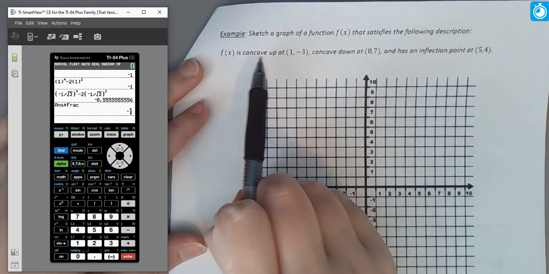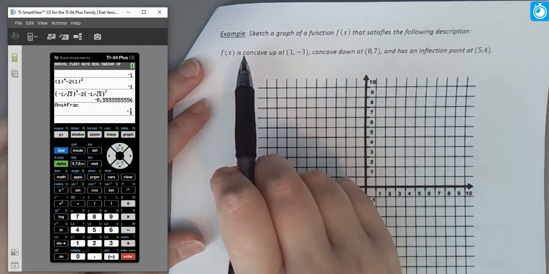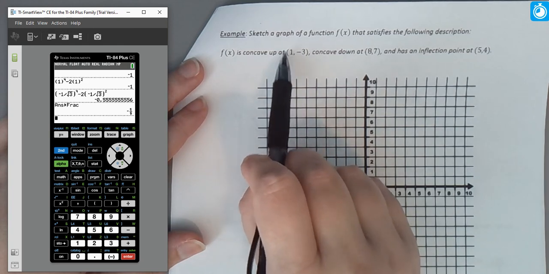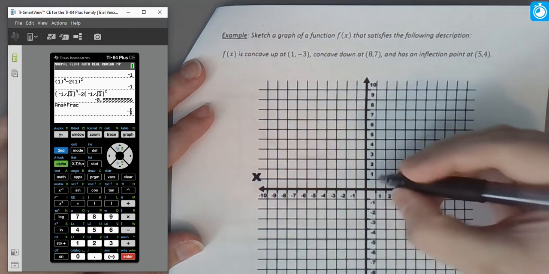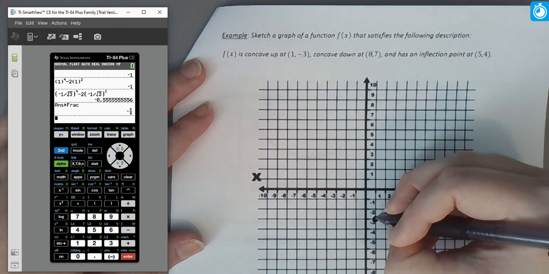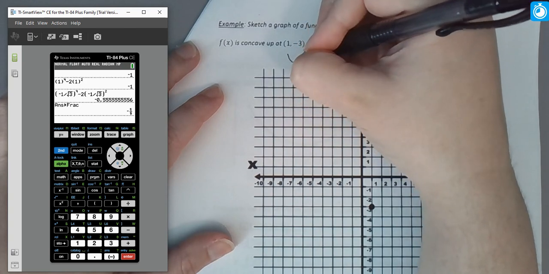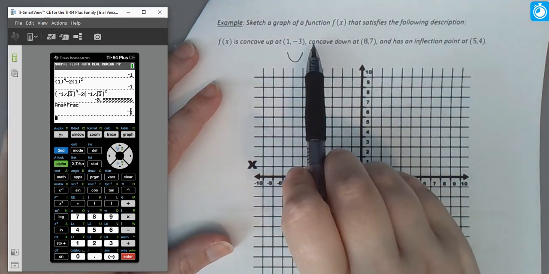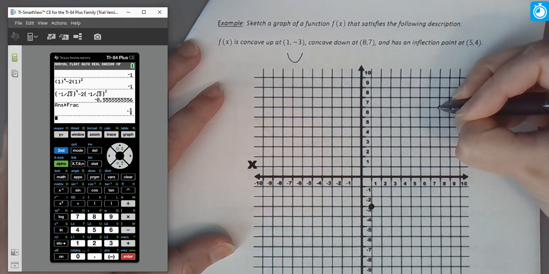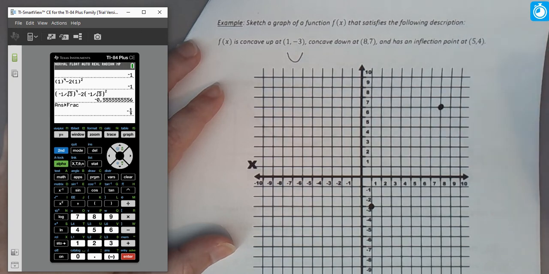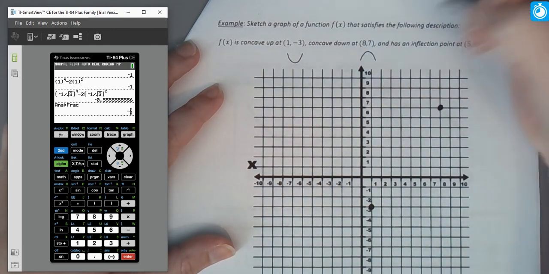So we know that f of x is concave up at this particular location. Now be careful, we're not saying it's concave up across this interval. This is an ordered pair because it's at this specific location. So at the point (1, -3), which would be right here, I'm going to put that on the graph, at that particular location we are concave up. So up like a cup at that particular location. Now we are concave down at (8, 7). So that tells us that another point on this graph where we see some specific behavior is at (8, 7). Okay, so concave down, down like a frown at that location.